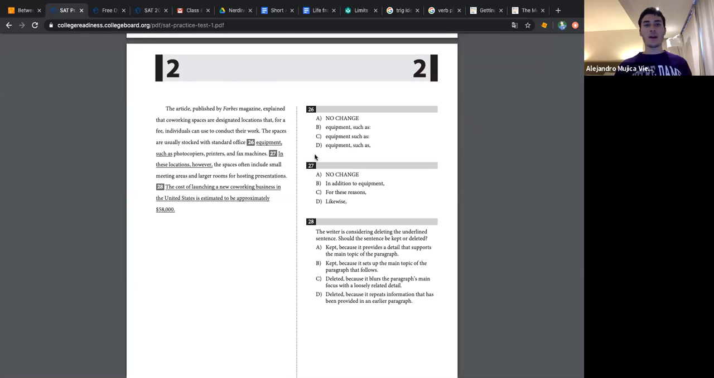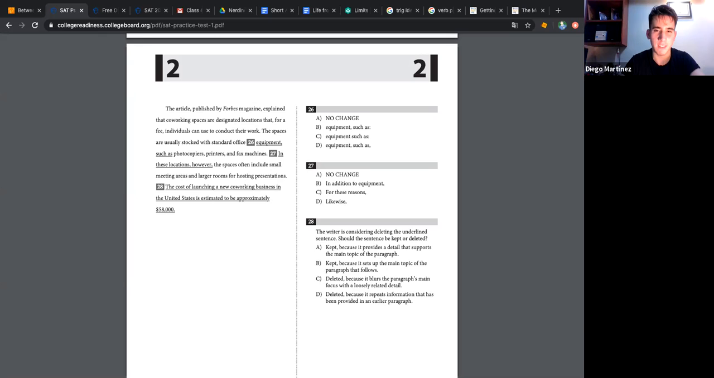The article published by Forbes magazine explained that co-working spaces are designated locations that, for a fee, individuals can use to conduct their work. The spaces are usually stocked with standard office equipment, such as... Okay, so this is purely a writing mechanics question. Do we put a comma after equipment? Do we use a colon or a comma or nothing after such as? No change. Why?